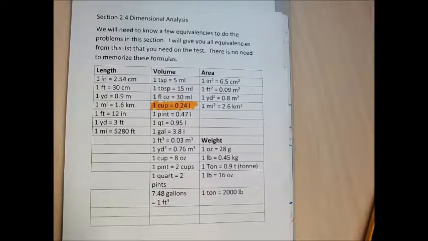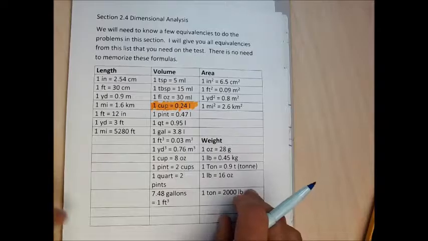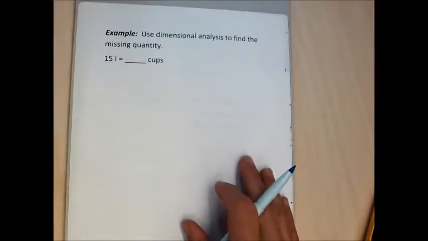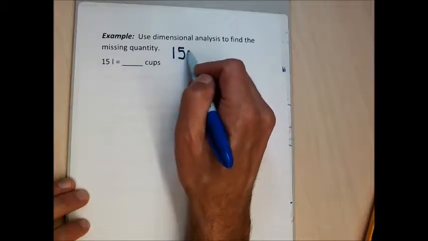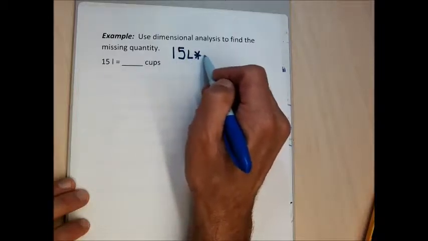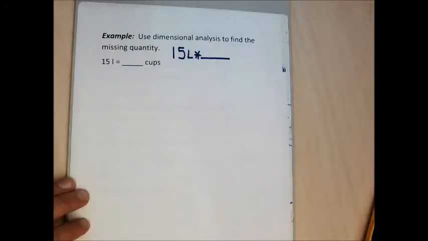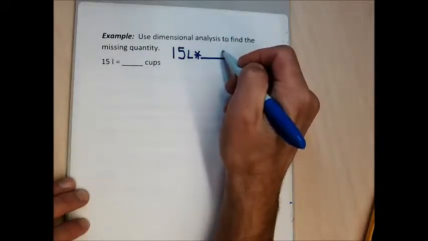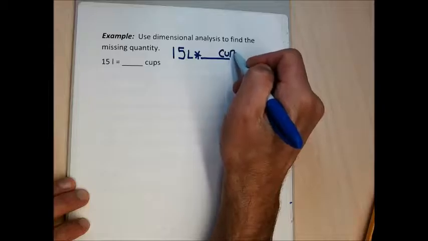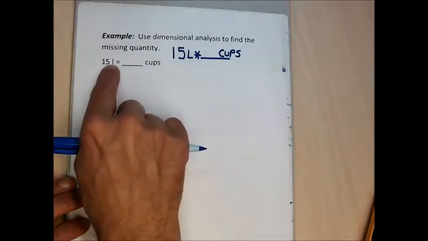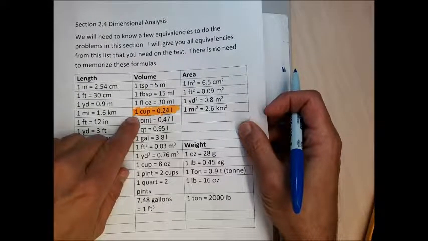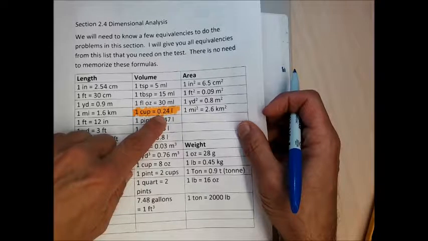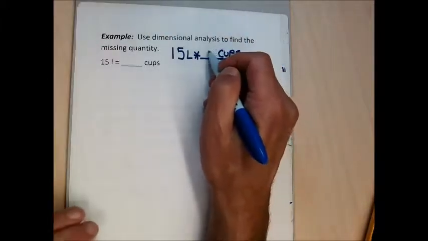I'm going to use this fact to convert from liters to cups, and I always convert using fractions. So I'm going to start off with the 15 liters. I'm going to multiply by a fraction, and I need to get the units in. In the numerator, I put the units I want to end up with, and I want to end up with cups. In the denominator, I want to put the units I want to get rid of. I want to get rid of liters. Now I'm going to put 1 cup in the numerator, so 1 next to the cup, and 0.24 next to the liters in the denominator.